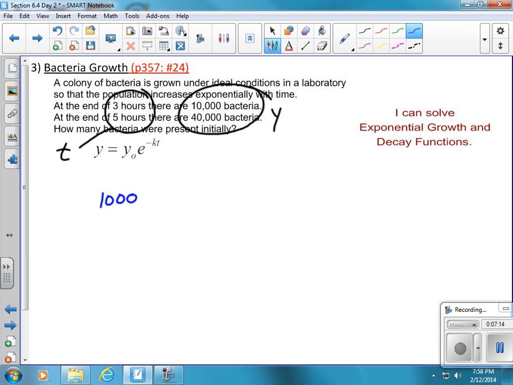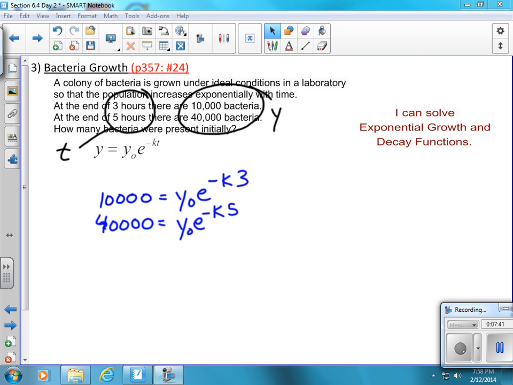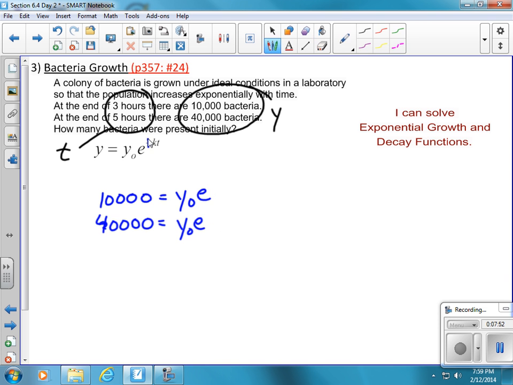10,000 equals y sub 0 e to the k, and time is 3. And 40,000 equals y sub 0 e to the k times 5. Sorry, I don't know where this negative came from. This should be a positive. So, I'm going to rewrite this. It's just e to the k times 5 and e to the k times 3.